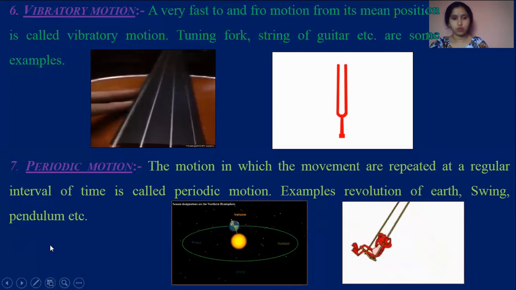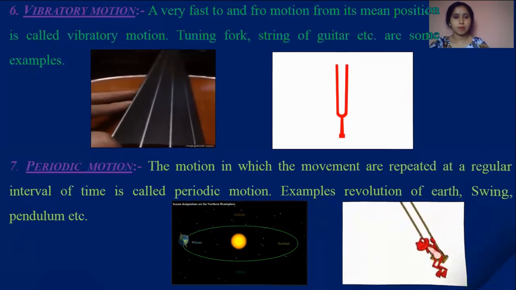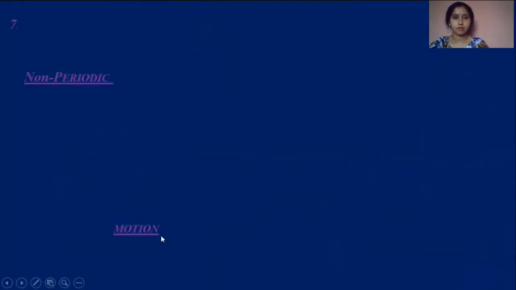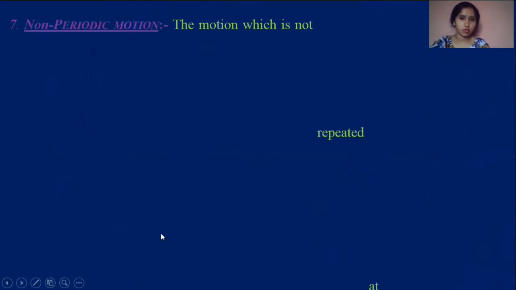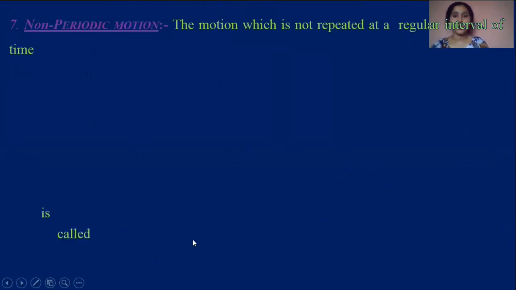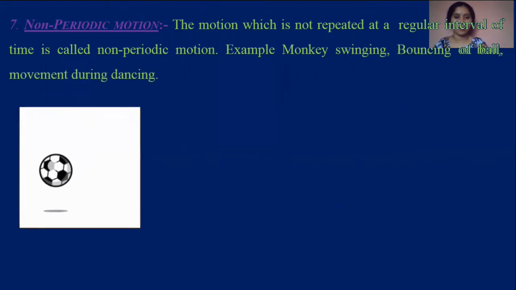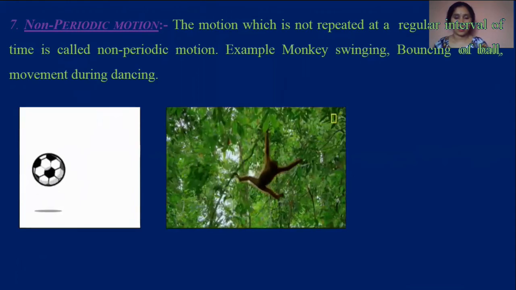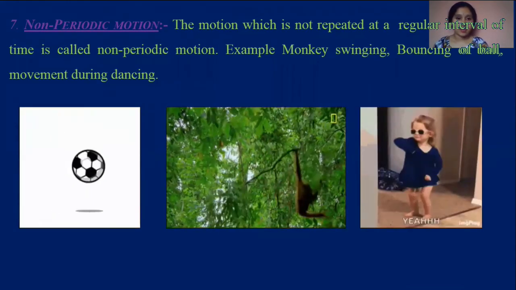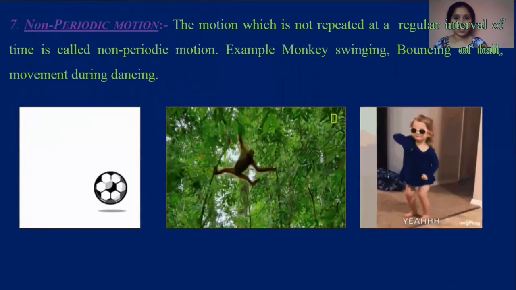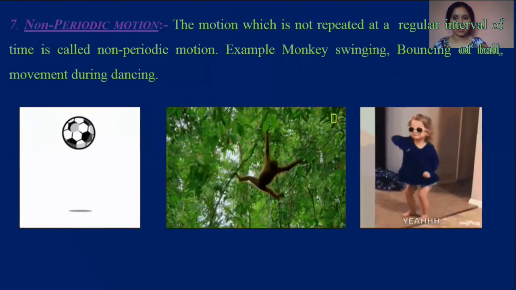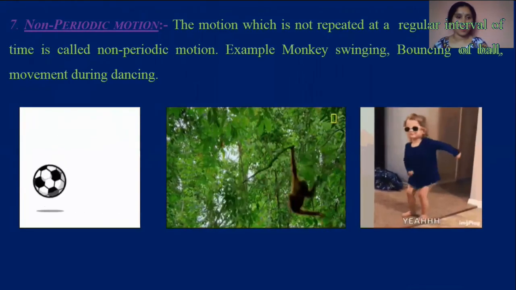Okay, so now the next type of motion, non-periodic motion. The motion which is not repeated at a regular interval of time is called non-periodic motion. That means it is just the opposite of periodic motion. You can understand it like that. Examples given here are a monkey swinging on the branches of trees, bouncing of a ball, or movement during dancing.